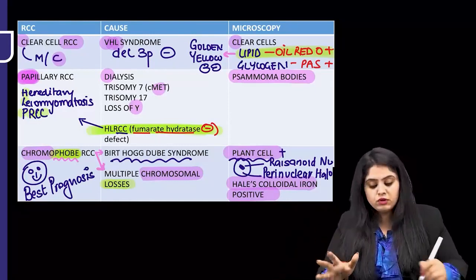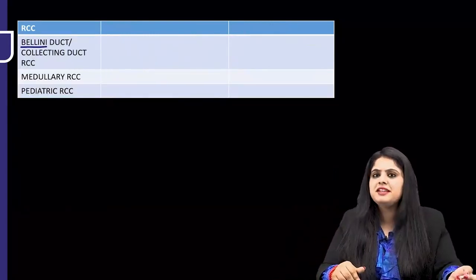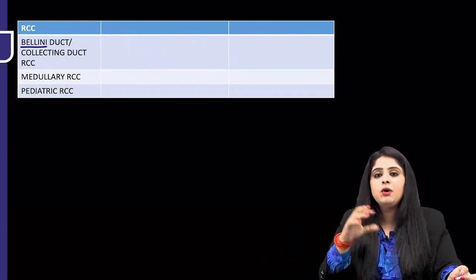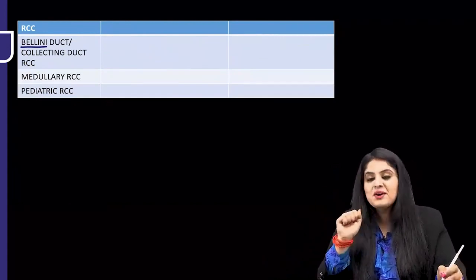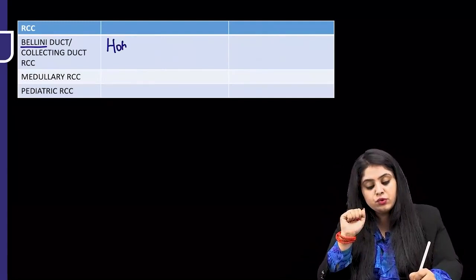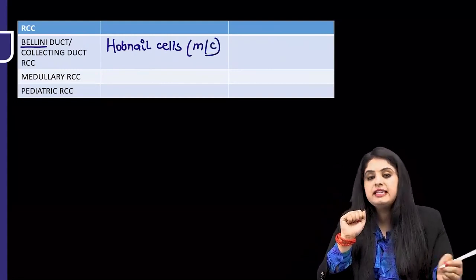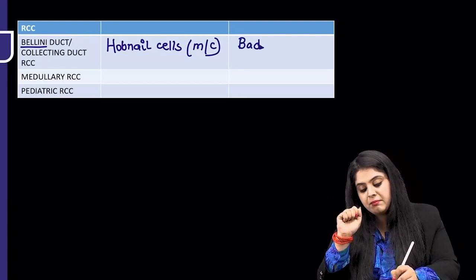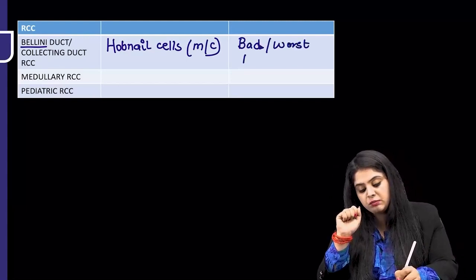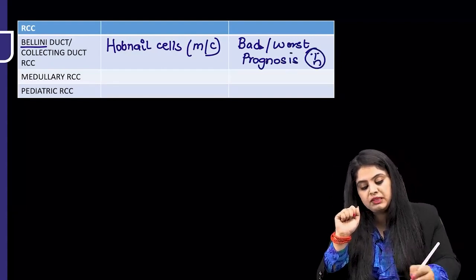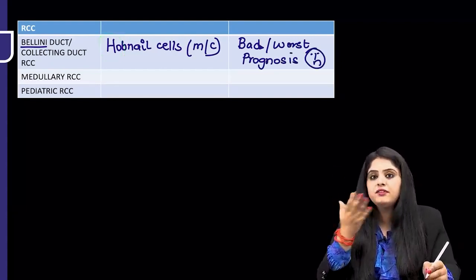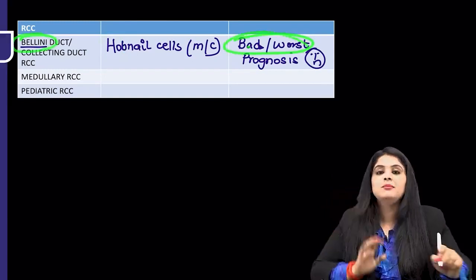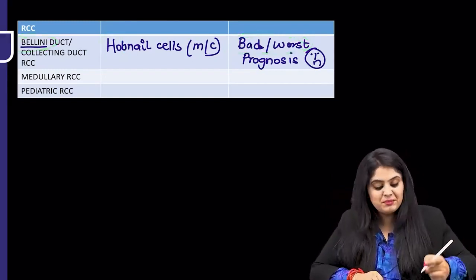So if this is the best prognosis, which is the bad one? Belly dance is very, very bad. So how have I learnt it? Haw belly dance. What is haw belly dance? Haw belly dance means, number 1, it's going to show you haw for hobnail cells under the microscope. Microscopically, Bellini duct carcinoma shows you hobnail cells, and it has the worst prognosis possible. So what did we learn? We had learned haw belly dance. ठीक है, तो haw मतलब for hobnail cells and haw मतलब we are saying very, very bad. ठीक है, तो bad मतलब it has bad prognosis. This everyone will remember.